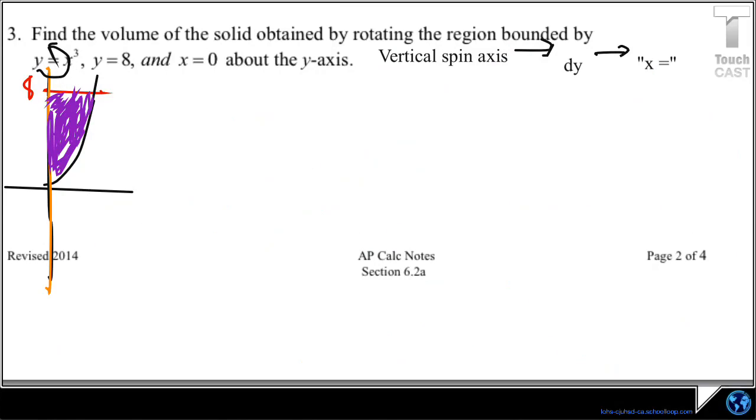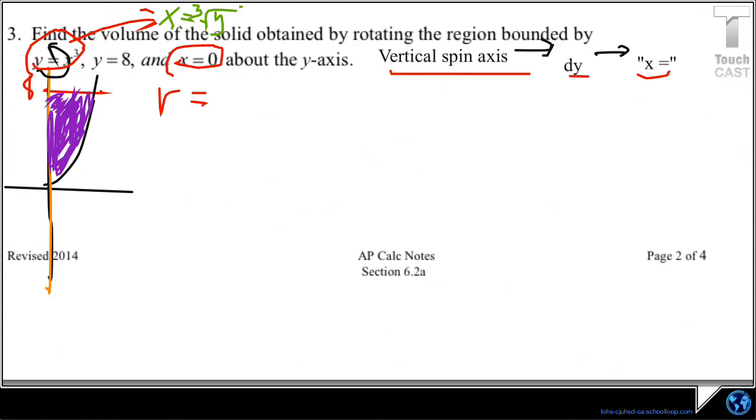So I have a vertical spin axis, which means I want to use dy, and therefore I want my equations in x equals. As you can see, I've already graphed it, and I've shaded in the bounded region, and drawn my spin arrow so I know which way I'm spinning it. So now I want to find my radius, and I'm using x equals. That means I'm going to have to solve this first equation for x equals. So as you can see, I've solved it.